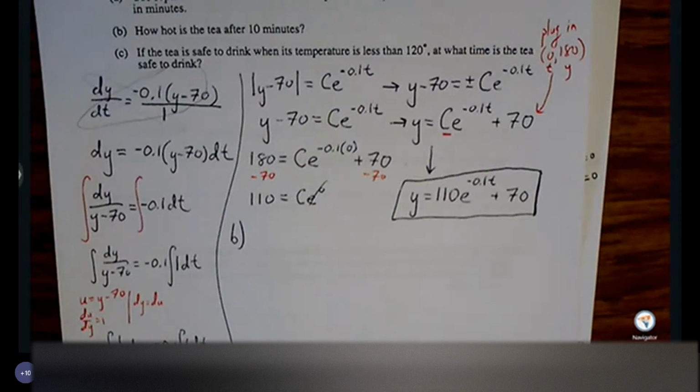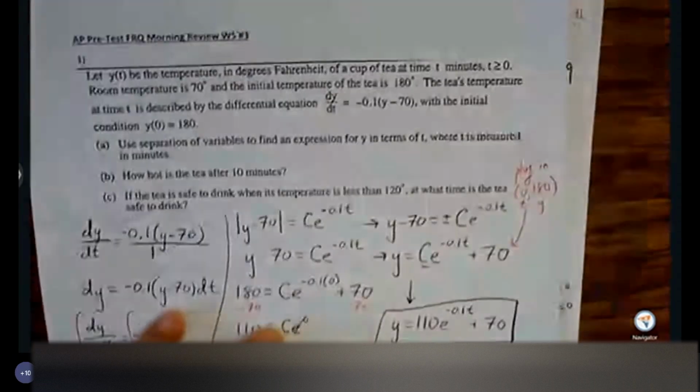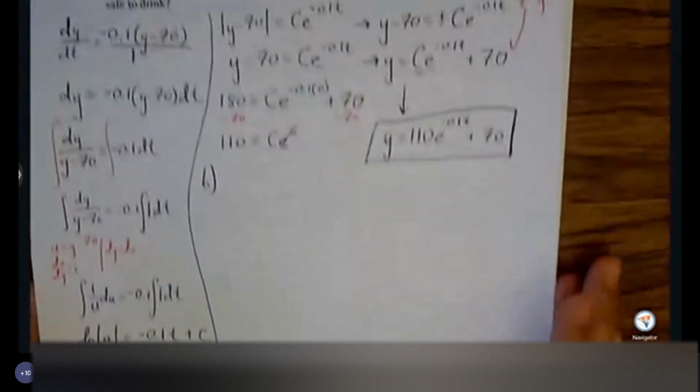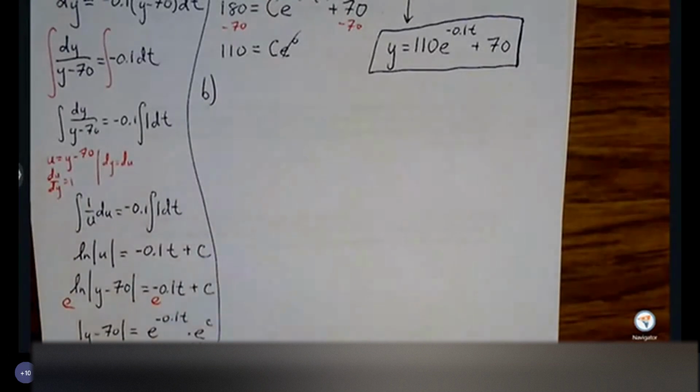Okay, any questions? Yeah. Is the test today going to be the same format as the review? In terms of topic, yes, differential equations and then Riemann sums. Okay. Yeah. Okay, one second, guys.